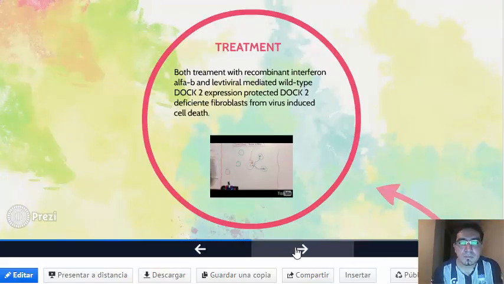Treatments. Recombinant interferons, alpha and beta, are used, and their expression protects against virus-induced cell death.